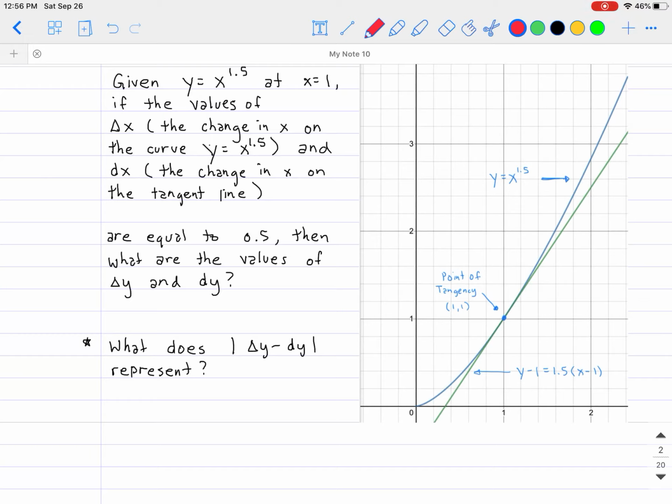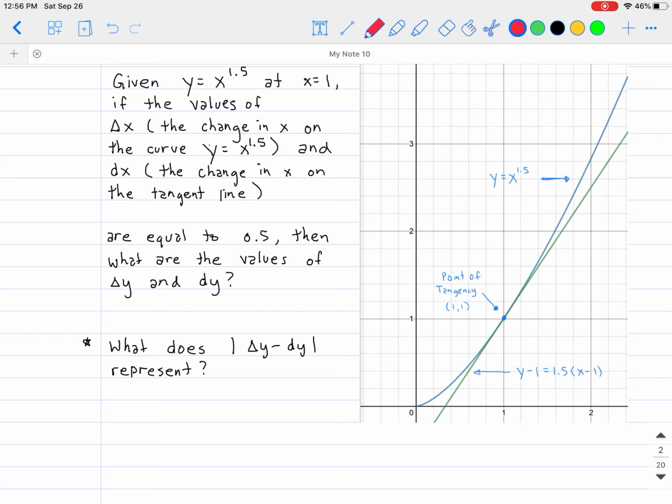Now, what I did was I went ahead and did all the quick work for you, which was to solve for the equation of the tangent line at x equals 1. So that's going to be the green curve that you see over here. You can also see the point of tangency, which is going to be (1, 1, 1).